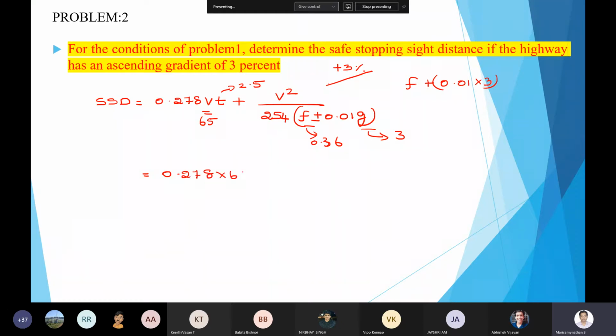0.278 into 65 into 2.5. This is nothing but your lag distance. Maybe the question may ask only for the lag distance, or the braking distance, or the total stopping sight distance. Then 65 square, 254, 0.36 plus 0.01 into 3.